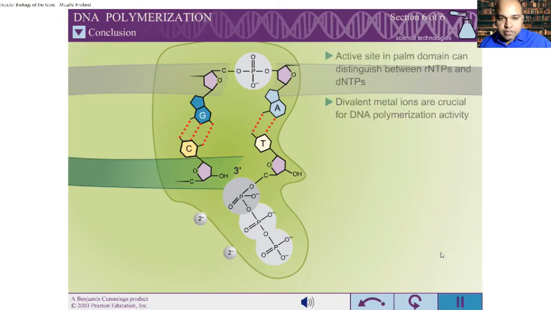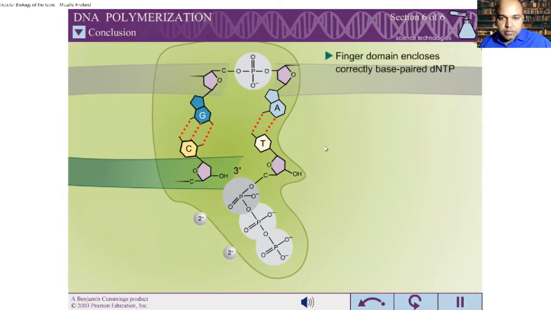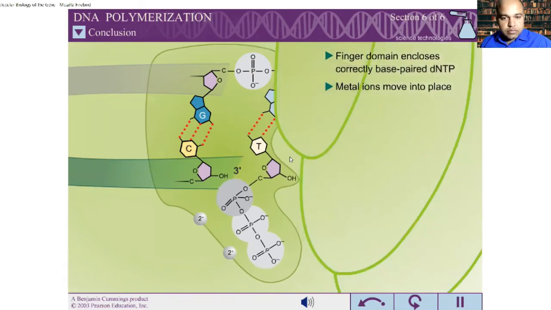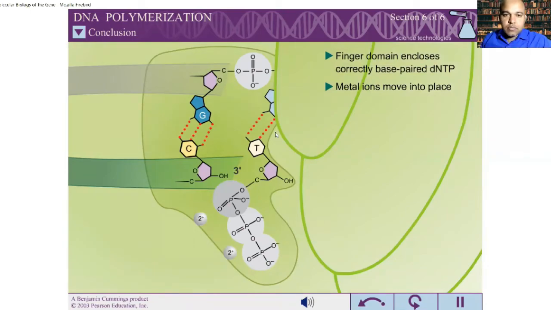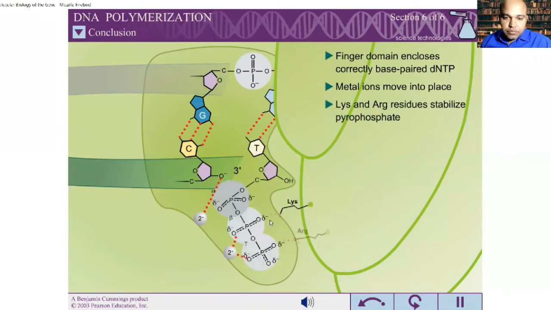Next. When a correct base pair is formed between the incoming dNTP and the template, the finger domain moves to enclose the dNTP. This conformational change brings the divalent metal ions into the correct position to function. Lysine and arginine residues on the finger domain help to stabilize the pyrophosphate, and a tyrosine residue helps to hold the dNTP in place for catalysis.